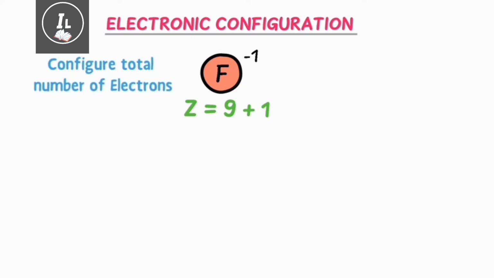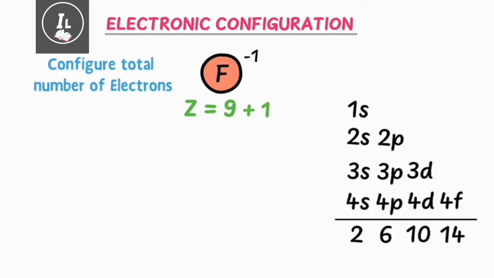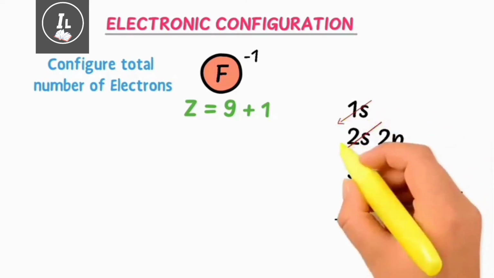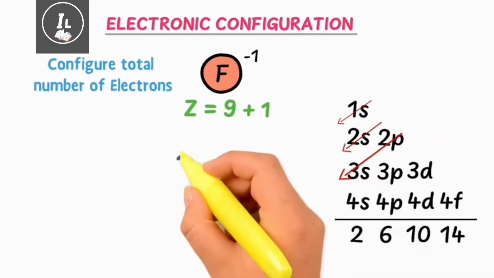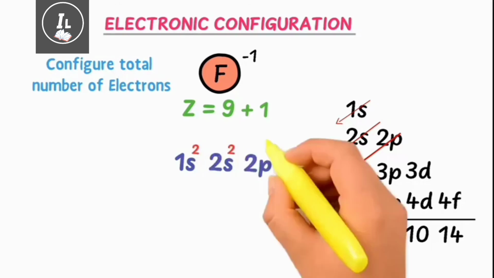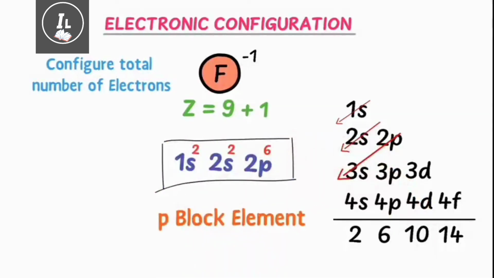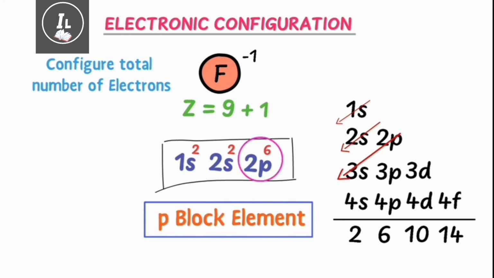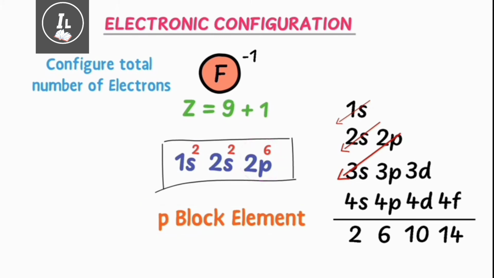We already know about the subshell system. So I cut and write here all the subshells I needed like 1s, 2s and 2p. We know that 1s and 2s can accommodate 2 electrons and 2p can accommodate 6 electrons. 2 plus 2 plus 6 is equal to 10. So this is the electronic configuration of fluorine ion. Fluorine atom is also known as a p block element because its valence electrons lie in the p subshell. This was all about electronic configuration.